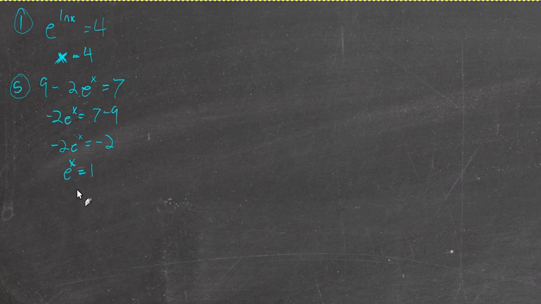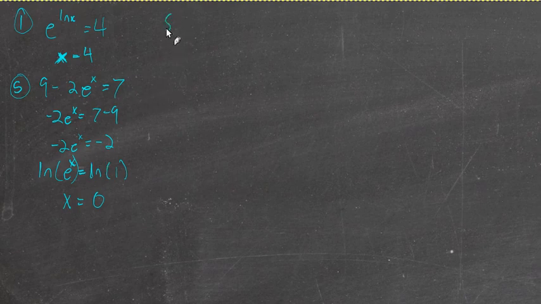We've got e to the x equals 1. And how do we get x by itself? If we take the natural log of e to the something, then we get that something. So we'll take the natural log of both sides. So the natural log of e to the x is x. And the natural log of 1 is 0. So x is 0. And that makes sense. The x would have to be 0. The power up here would have to be 0 in order for 9 minus 2 times something to be 7. 9 minus 2 is 7, so this would have to be a 1, which means this would have to be 0.